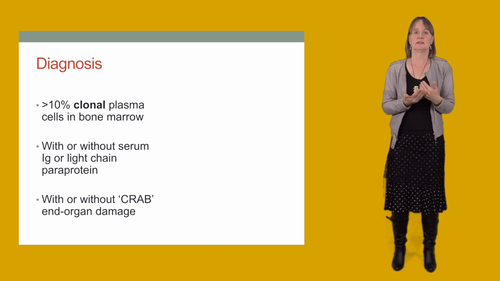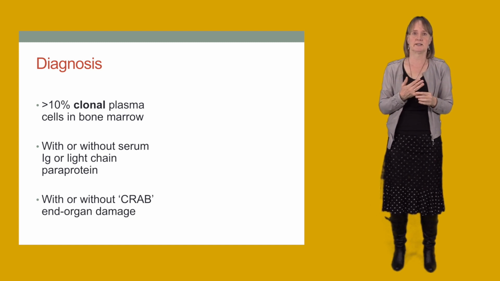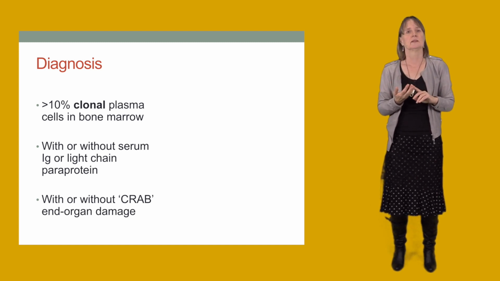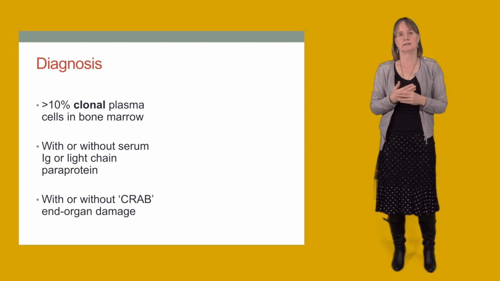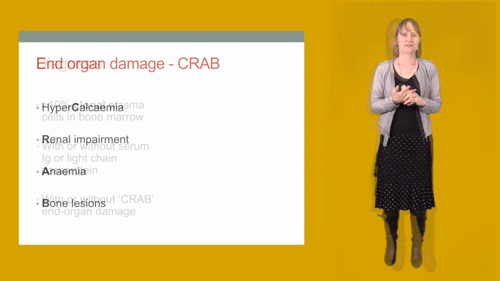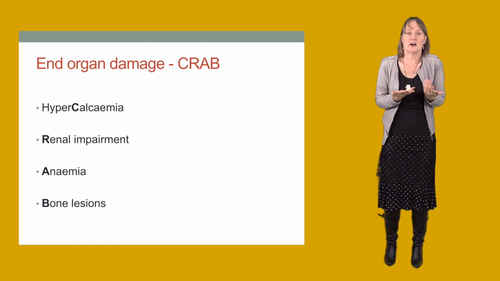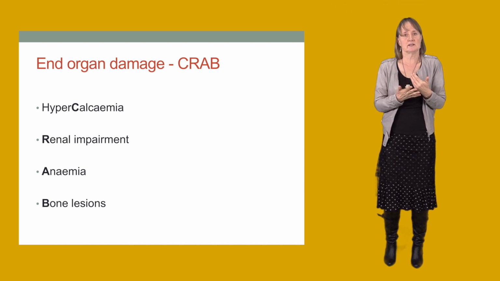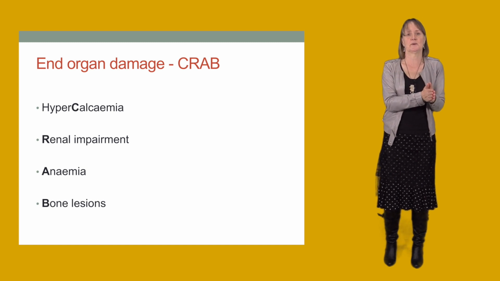If we can show that there is a clonal population of plasma cells at more than 10% within the bone marrow, that's enough to make the diagnosis. And we can demonstrate clonality with flow cytometry or with genetic or molecular techniques. So this slide just repeats what the CRAB criteria are, and this is one of the things that distinguishes myeloma from the pre-myeloma condition, MGUS.